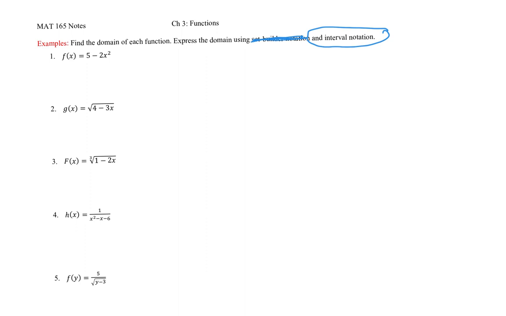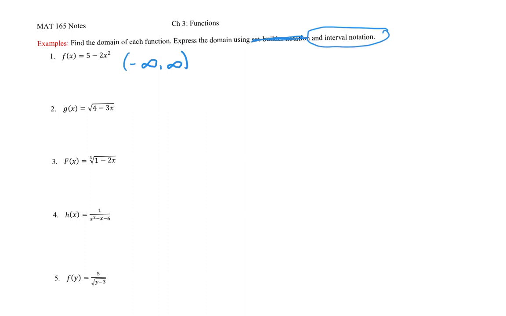Please notice in number 1, this is a polynomial. Polynomials exist everywhere. Therefore, the domain here is all real numbers. And if we'd like to write that in interval notation, we'd say negative infinity to infinity. Remember, polynomials, the domain exists everywhere. All real numbers is the domain.